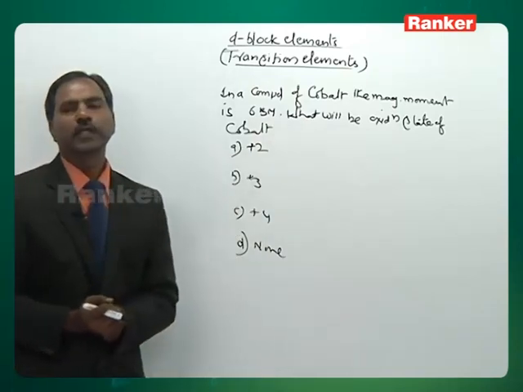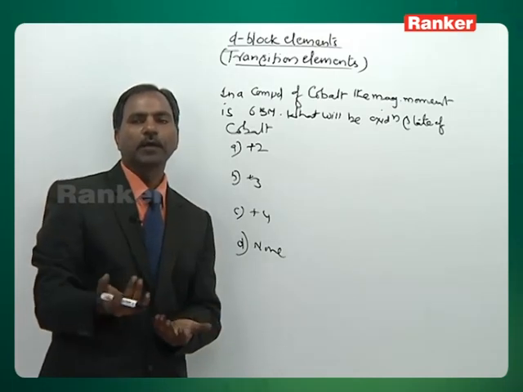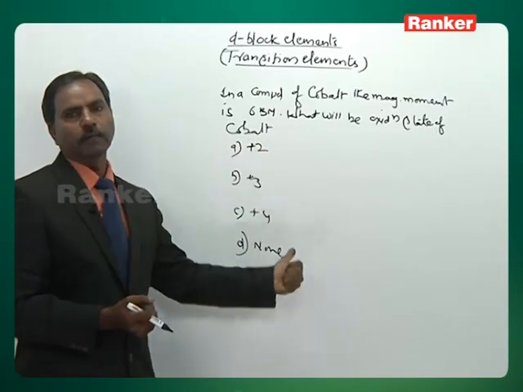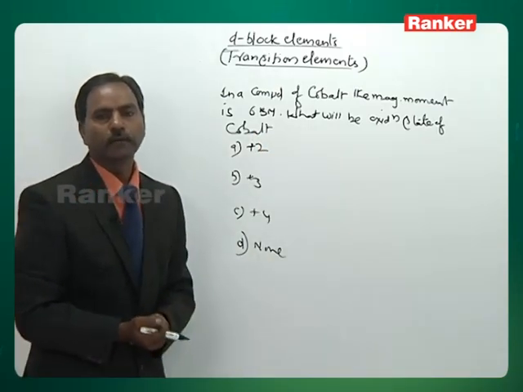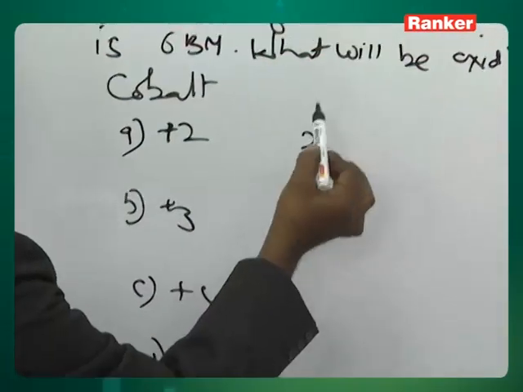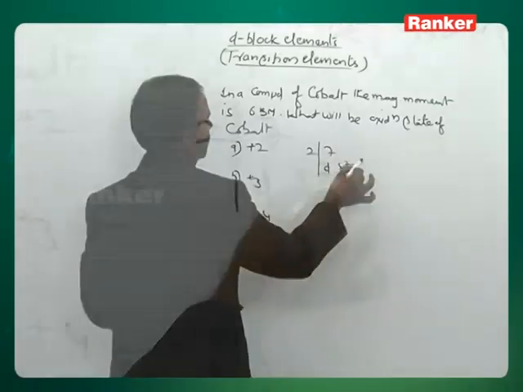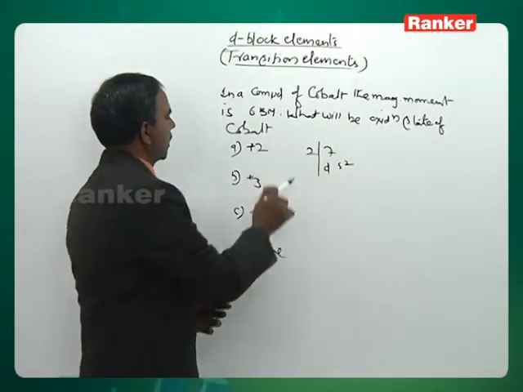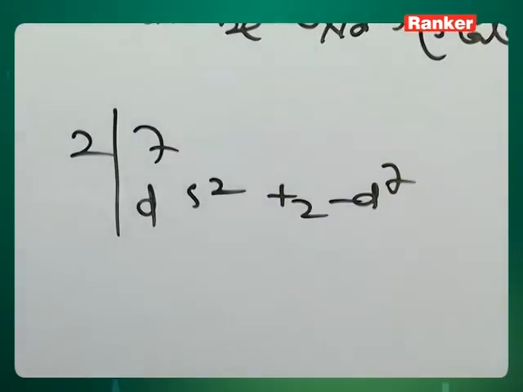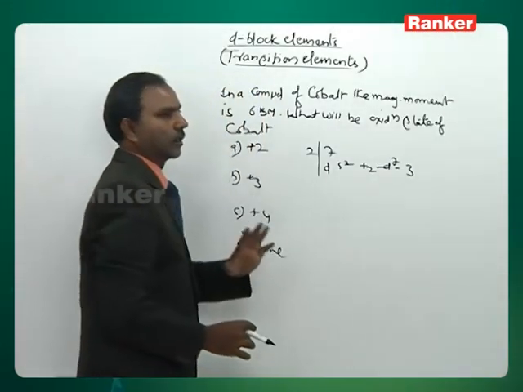6 BM is given. What does 6 BM mean? If it is carrying 5 unpaired electrons, its magnetic moment is 5.9 to 6. You have to check in which oxidation number cobalt is carrying 5 unpaired electrons. Yesterday I explained. Take cobalt, atomic number 27, 3d7 4s2. Now consider the +2 oxidation state. +2 means d7. How many unpaired electrons in d7? Only 3 unpaired electrons. It is not our answer.